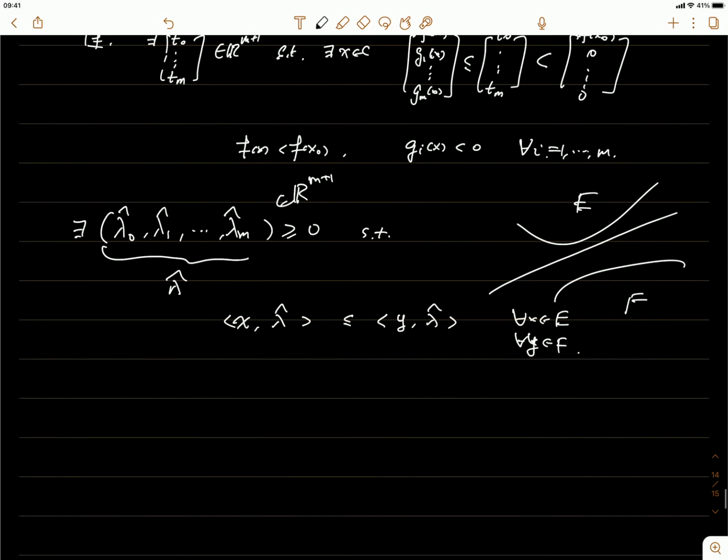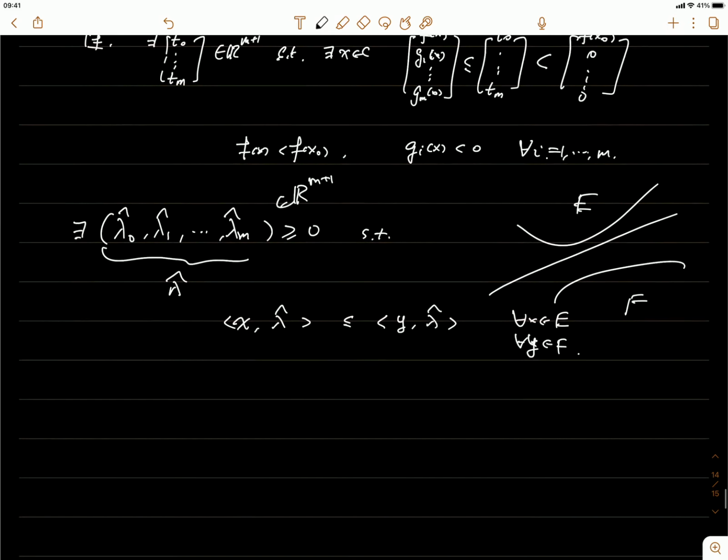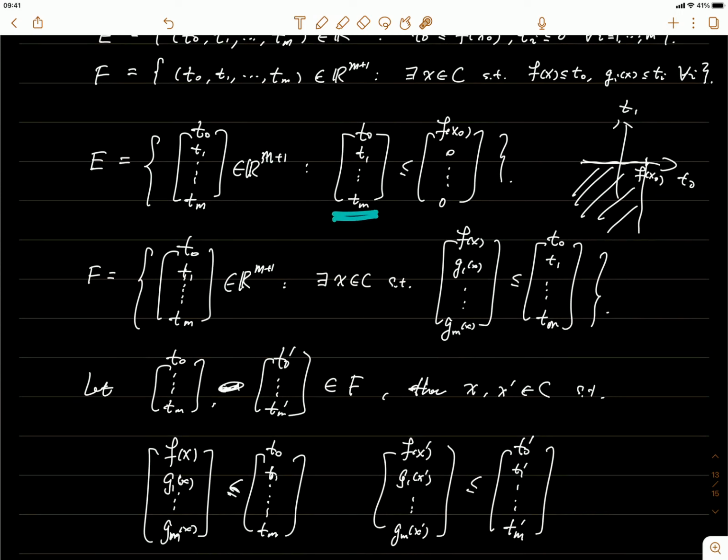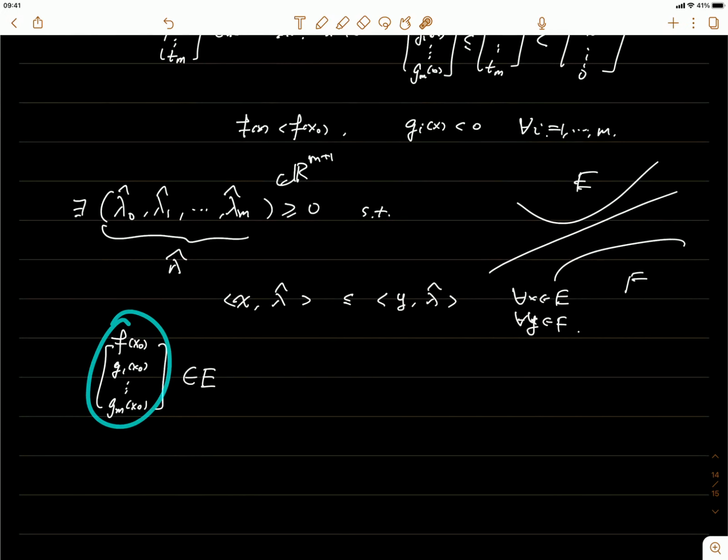Okay, so getting back to the question we have, what are this x and y? I don't need all the points. I just need, say, in the first set E, I realize that the point f of x naught, g1 of x naught, all the way to gm of x naught is a point in E. The reason is E contains all the points such that it's less than or equal to this value. But I can just take t naught to be f of x naught, and I know that gi of x naught are less than or equal to zero. So that's why this point here must be in E.